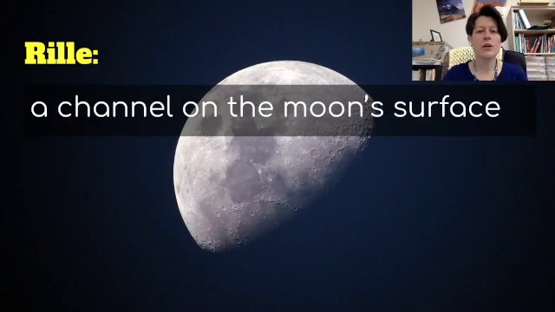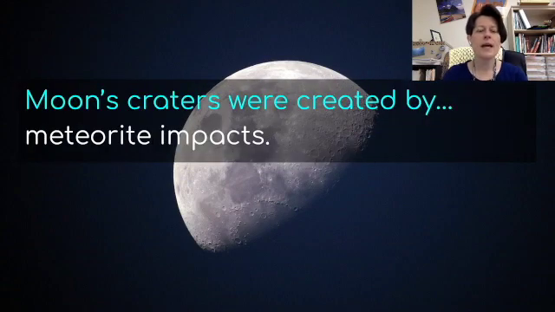There are also what are called rills. This is a channel on the Moon's surface. We can kind of see a rill here. There are these lines, and that is from lava flows. That is magma that came to the surface. And the Moon's craters were created by meteorite impacts. So all these craters, all these pockmarks, you might call them, those were from meteorite impacts.